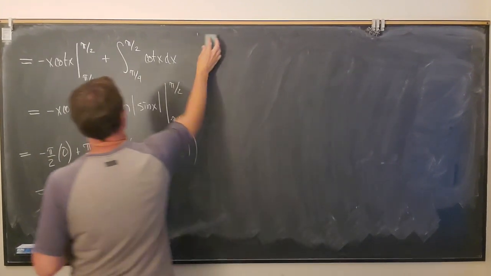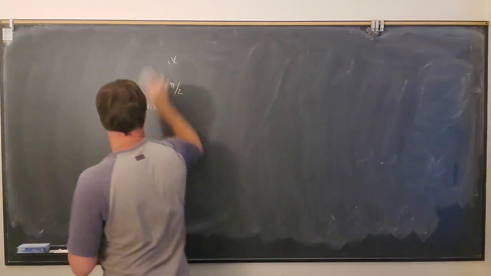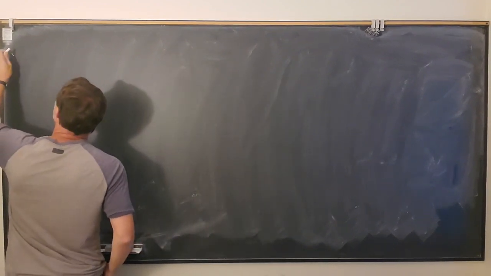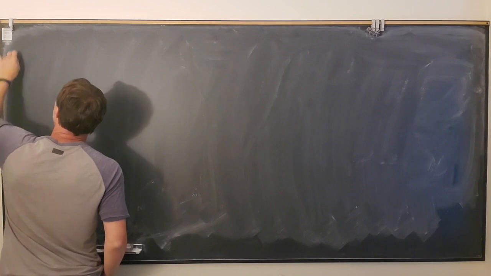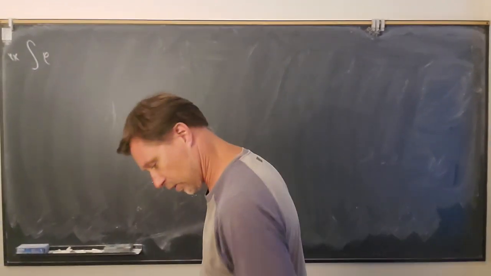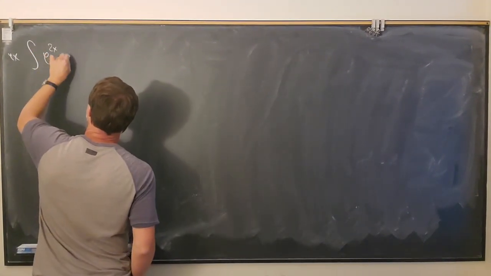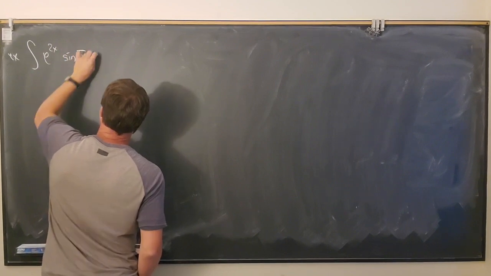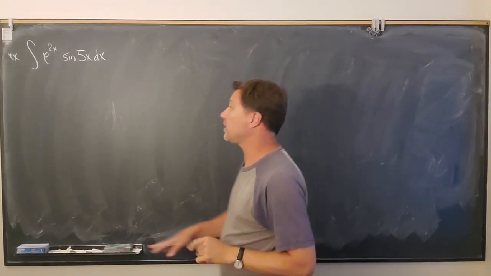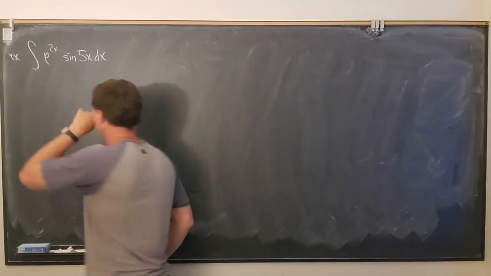Let me erase all of this because we're going to need some room here. The last of the standard integration by parts setups is a little trickier, and that's the integral of an exponential times a trig function. So let's do e to the 2x times sine of 5x dx. So when you see exponential times trig, think integration by parts.